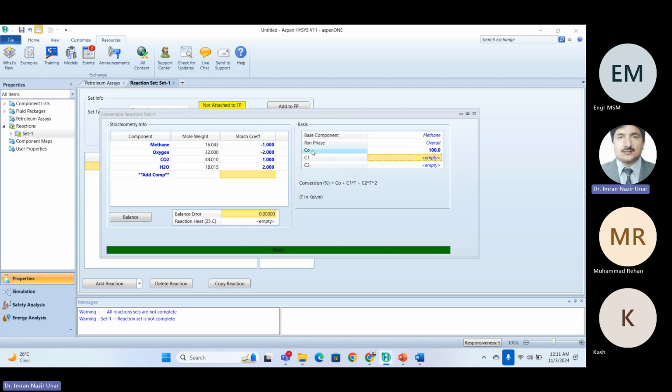And if availability of oxygen is enough, then methane is 100% converted. So this is our definition. You can put 90%, so you will see 90% conversion is there, and then stoppage.